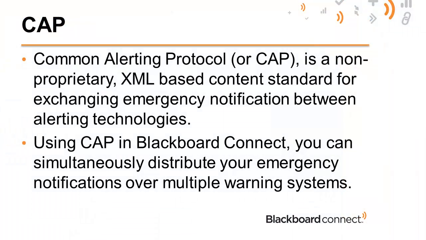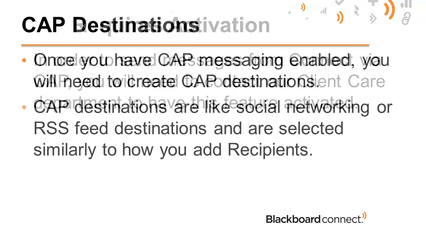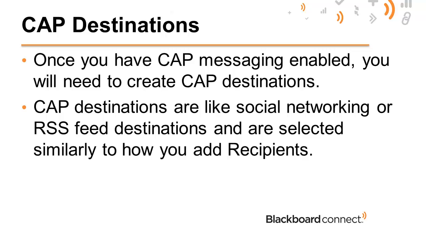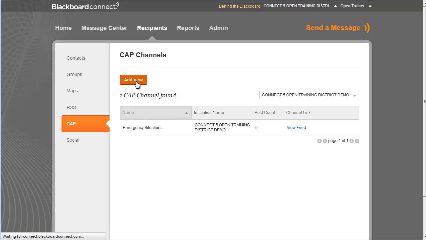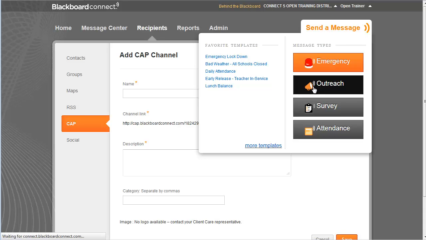Common Alerting Protocol is a non-proprietary XML-based content standard for exchanging emergency notification between alerting technologies. Using CAP in Blackboard Connect, you can simultaneously distribute your emergency notifications over multiple warning systems. In order to send messages from Connect via CAP, you will need to contact our client care department to have this feature activated. Once you have CAP messaging enabled, you will need to create CAP destinations. CAP destinations are like social networking or RSS feed destinations and are selected similarly to how you add recipients.